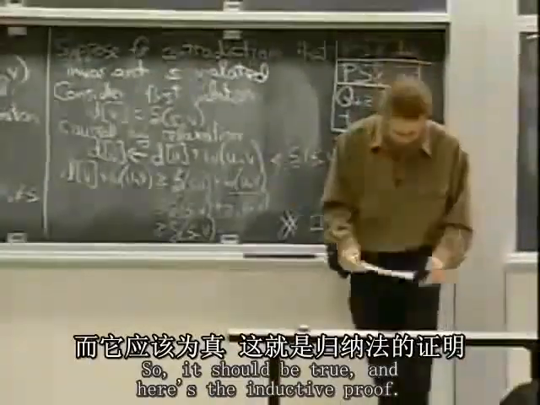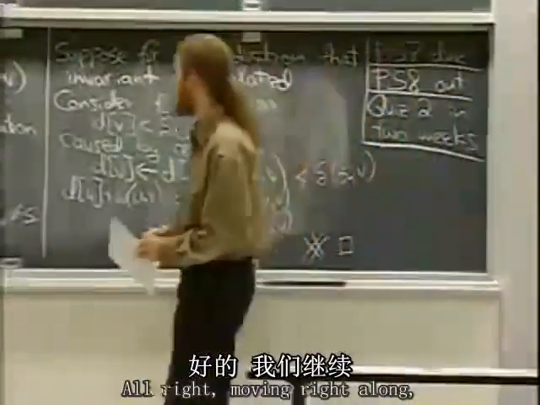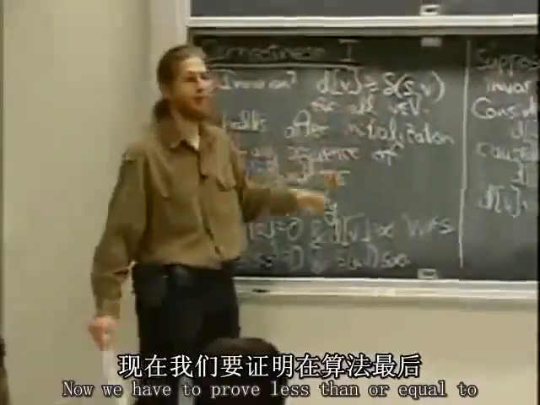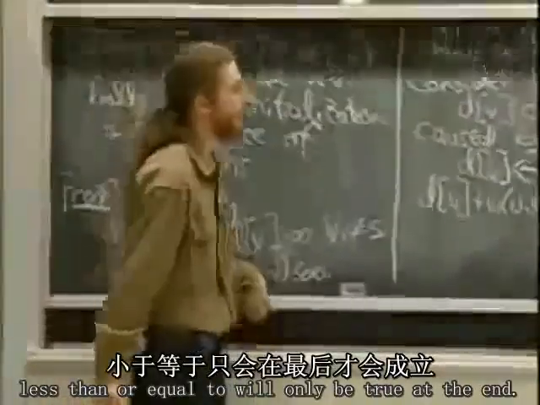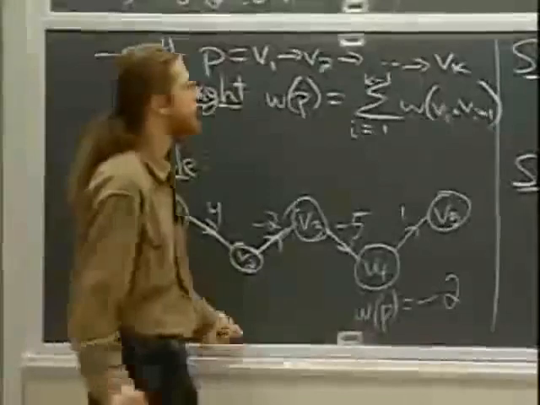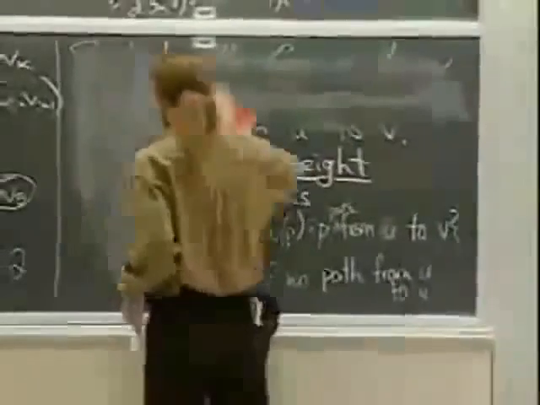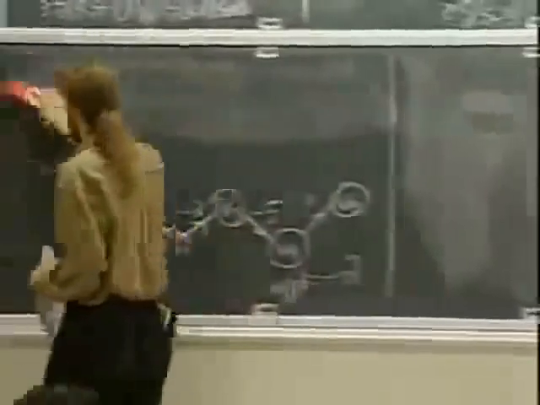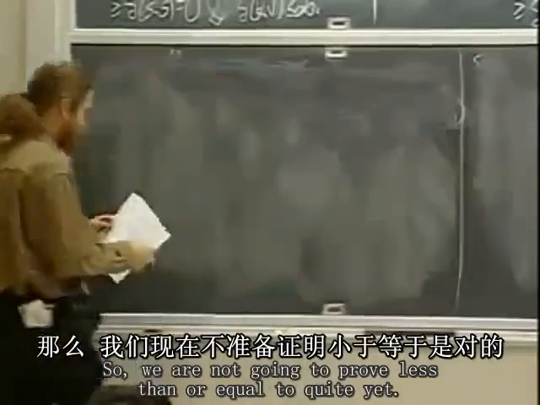And here's the inductive proof. All right, moving right along. This was an easy warm-up. We have greater than or equal to. Now we have to prove less than or equal to at the end of the algorithm. The first is true all the time. Less than or equal to will only be true at the end. So we're not going to prove less than or equal to quite yet.